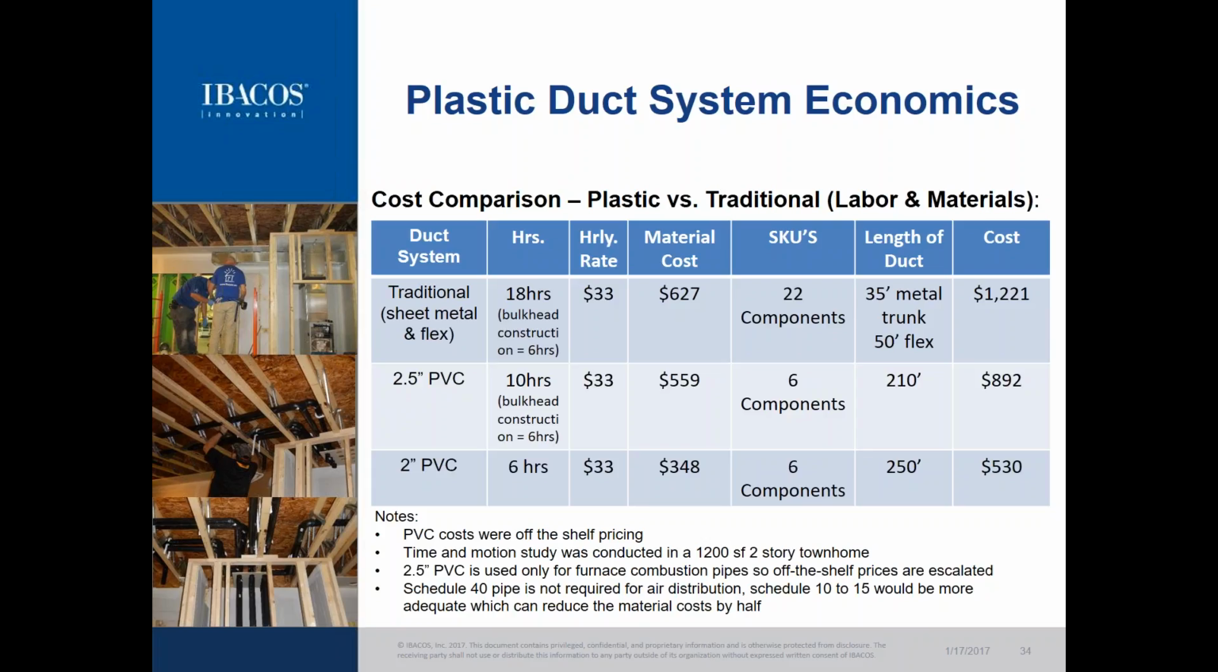And then lastly, these costs that we've used for the off-the-shelf PVC products are obviously Schedule 40 type materials, which is thicker wall plastics, which we believe we don't need when we're talking about air distribution. Traditionally, Schedule 40 is used for plastic when it's under high levels of pressure. Well, with air distribution, it's a lot less, and we believe we can go down to Schedule 10 or 15, which would then significantly reduce the material cost of the system.